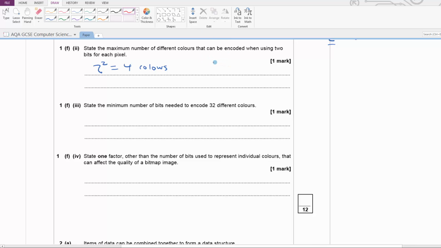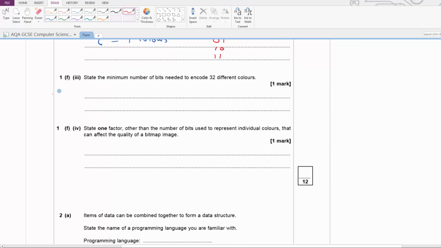Just to prove this to you, with 2 bits we can have 0 0, which could represent a colour. This is representing black in our example. We then have 0 1, 1 0, and 1 1. So we can have 4 combinations with 2 bits, just to prove that this is true. And the next part is continuing this theme, I suppose, checking it wasn't a fluke if you got the first part right.